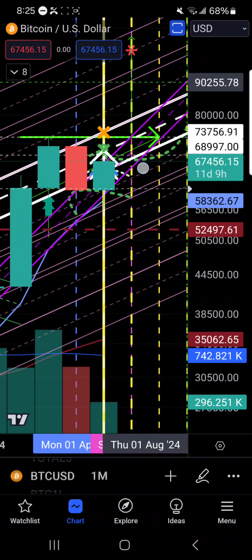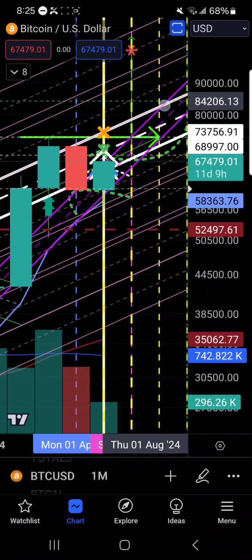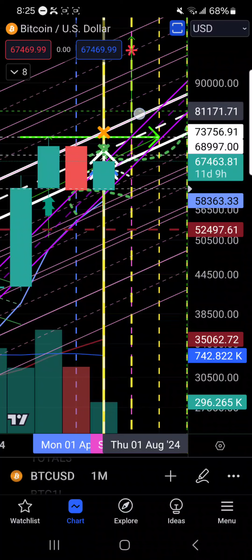I don't see why we couldn't move up to like 90,000-ish in June. Maybe mid-80s, and do some consolidation up on top of that white channel. Anyway, we're getting a little bit too carried away here.